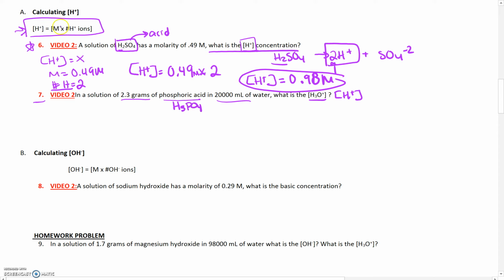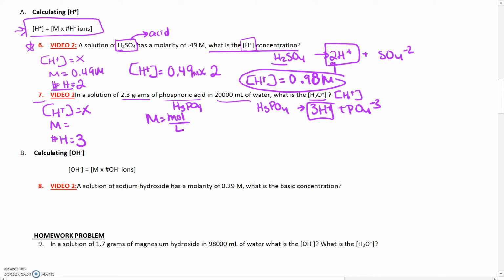So we know we have to go through and find those 3 variables up there. So we know H+ is our X, that's what we're trying to find, which again is the same thing as H3O+. We need to find M, and we need to find the number of H's. The number of H's will be the easiest to find by dissociating it, so we have H3PO4 dissociate into 3 H+ and PO4 3-. That gives us a total of 3 H's. Now we need to find M. If you remember, M is moles over liters. So we need to convert our grams into moles and our milliliters into liters.